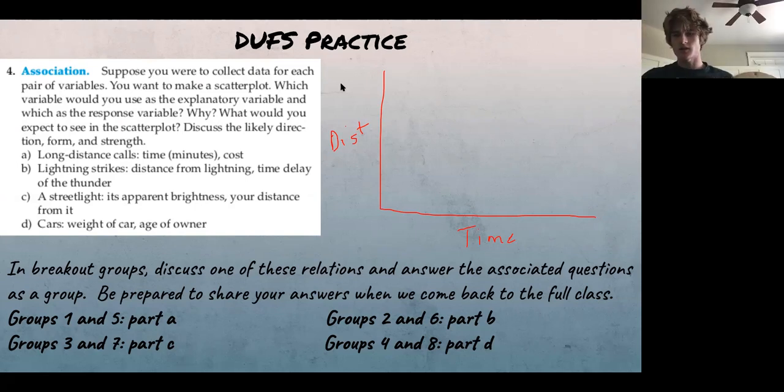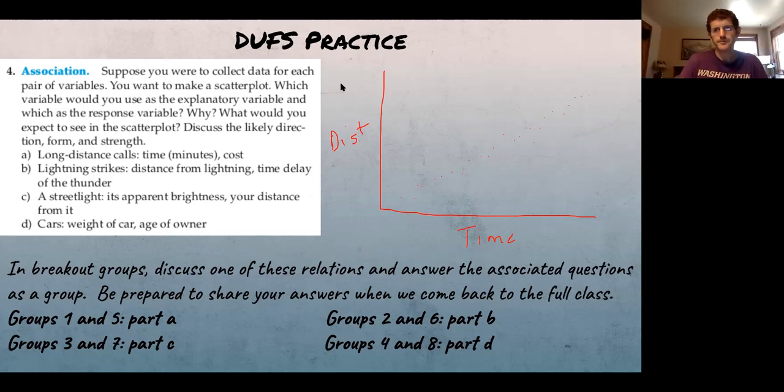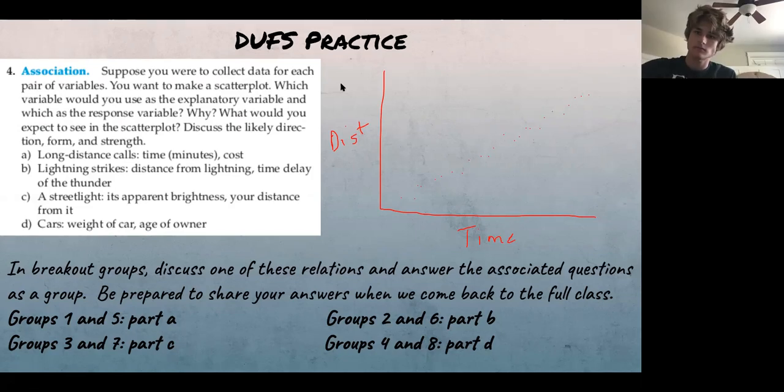Strength, you said it would be fairly strong, just because the velocity shouldn't fluctuate too much, because in theory it should be the same for every value. Okay, I can agree with that. If anyone has anything else they want to add, let me know.